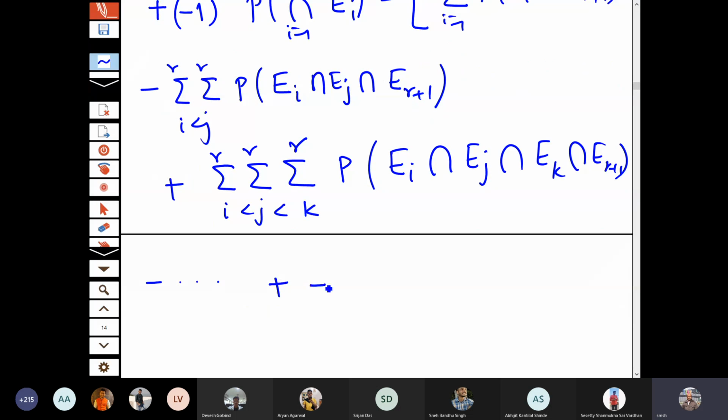So finally, I will have minus 1 to the power r plus 1 probability of the intersection of all of them. So I'll just put it as intersection I equal to 1 to r plus 1 now, because all of them will come, E1 up to ER and then ER plus 1. So it will become the intersection of all of them. Okay.